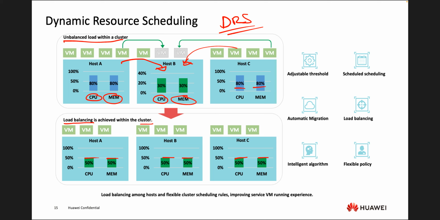Remember, the more CPU power, the more electricity that gets generated, right? And so those are what you see here. So again, you have the adjustable threshold that it checks, scheduled scheduling, automatic migration, load balancing. So you can see here the balancing of the load. It has an intelligent algorithm that runs, like an AI that detects how it needs to schedule based on the resources that are needed, and there's also this flexible policy, as you can see, depending on how the VM runs.